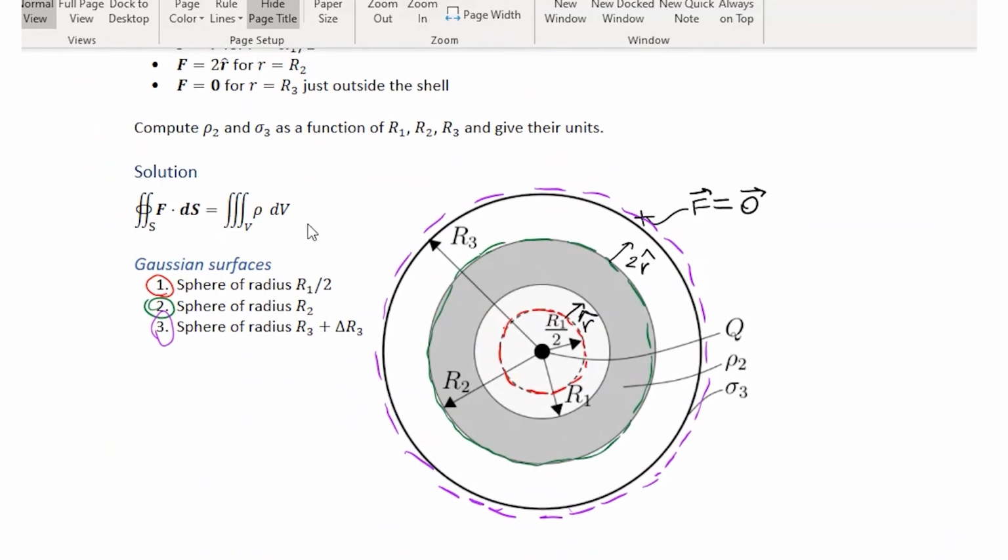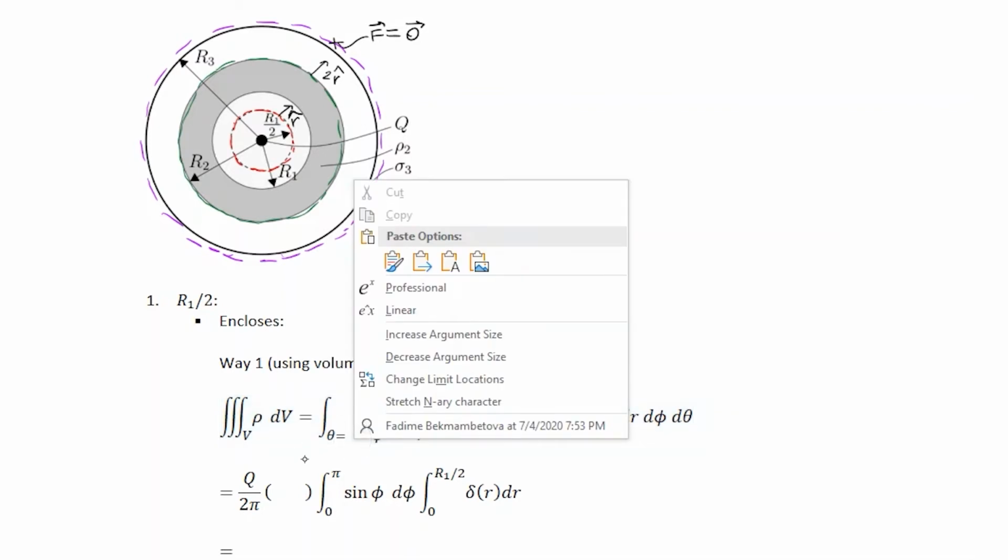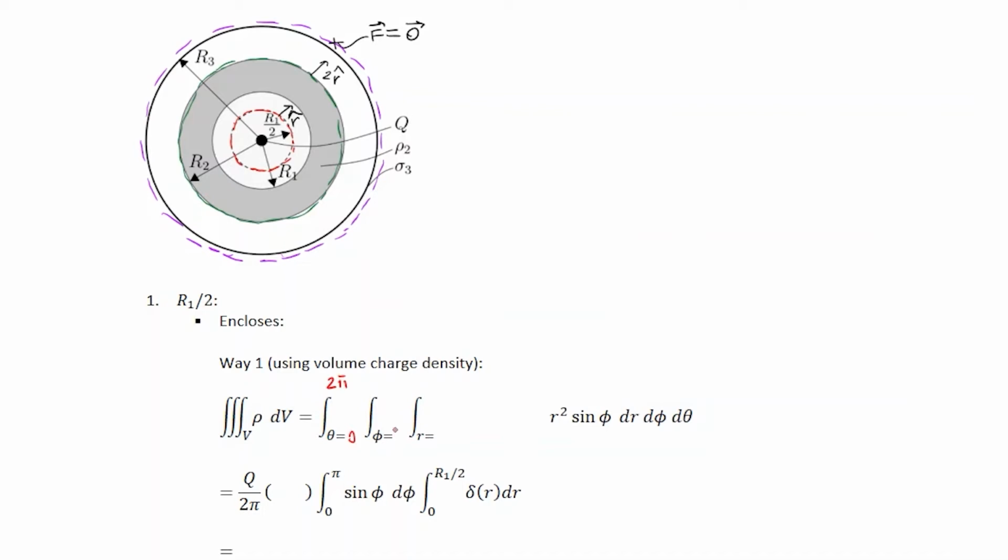Now let's get the expression for the right-hand side of the divergence theorem for each of these 3 surfaces. The first surface at r1 over 2, which is this red surface here, is going to give us this. It's the integral of rho dV, like this, in spherical coordinates. Very important, the Jacobian for spherical coordinate integration. Theta is going to go from 0 to 2 pi. Phi is going to go from 0 to pi. r is going to go from 0 to this radius, r1 over 2. For rho, we plug in the expression that we got in part B. This was Q divided by 2 pi r squared times delta of r.